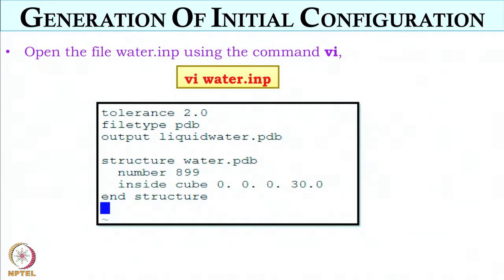Can I remove the blank line, or can I give 5 blank lines? Yeah, you can remove the blank line, or you can give 5 blank lines as well. It doesn't matter. And one thing that people can change in this INP file: you have 899 water molecules, and they can change that.